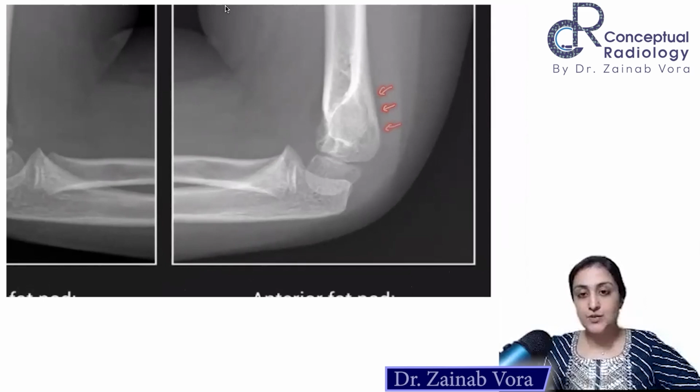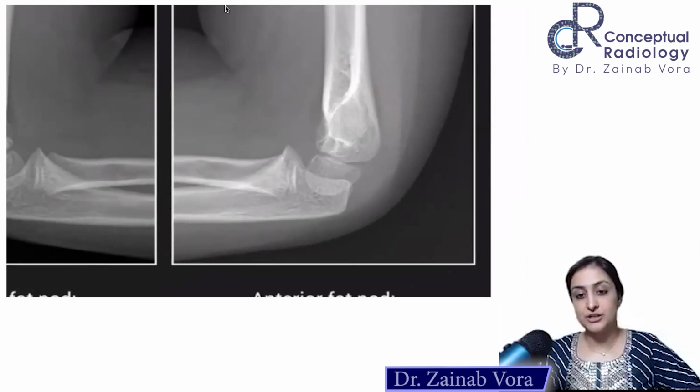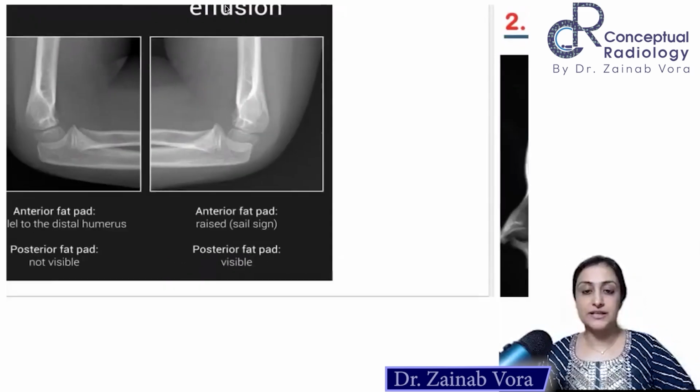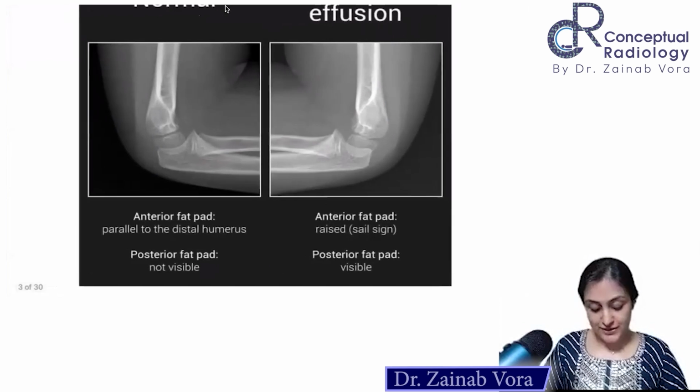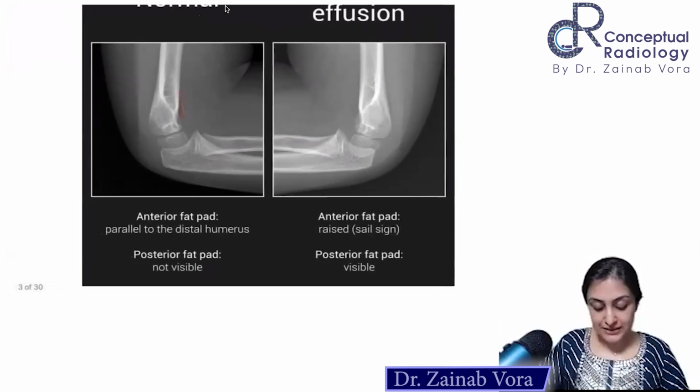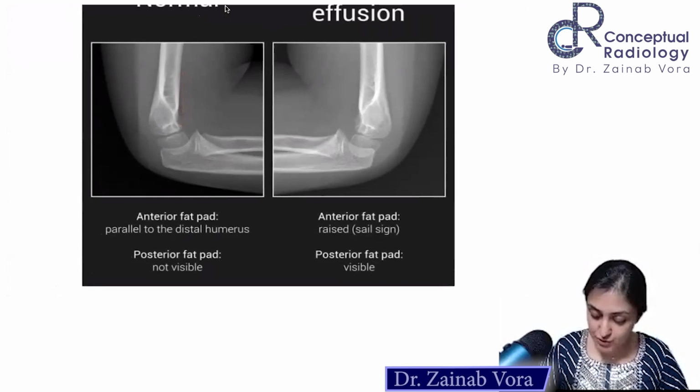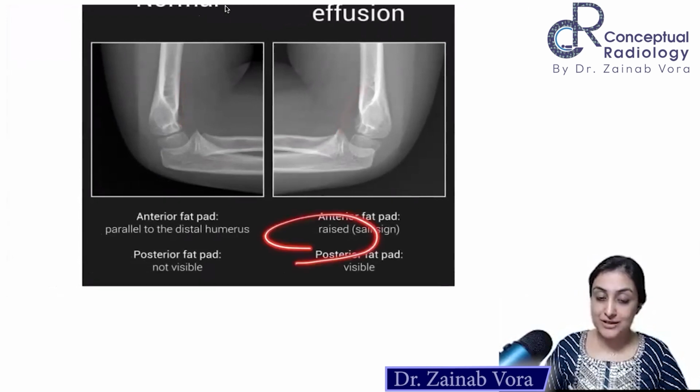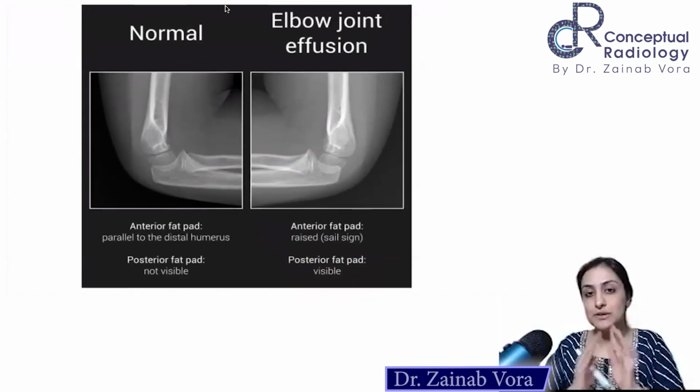So when you start to see this rim of fat at the posterior fat pad, this is indicative of effusion, right? The anterior is normal and it should be parallel to the distal humerus. But when the anterior is also bulging, like in this case, can you see it's bulging out like a sail? So that's one, and the posterior becomes visible. That is because the effusion is pushing it.